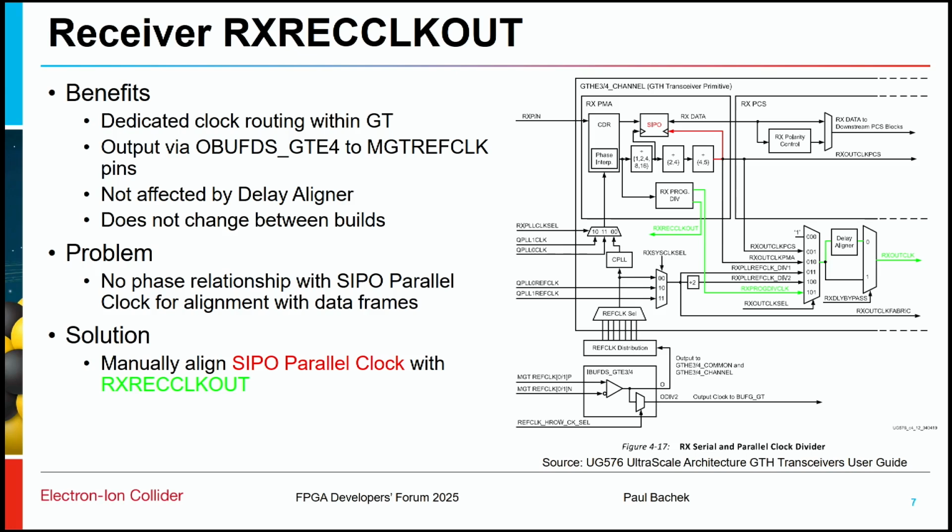The only problem is it has no phase relationship with the deserializer parallel clock, which is in red in this diagram. They're generated by completely independent dividers, which come up at different values after a reset. So they're synchronous with each other, but the phase is not predictable. So what we have to do is manually align these two clocks so that we can have this clock output deterministic in phase with the received data.